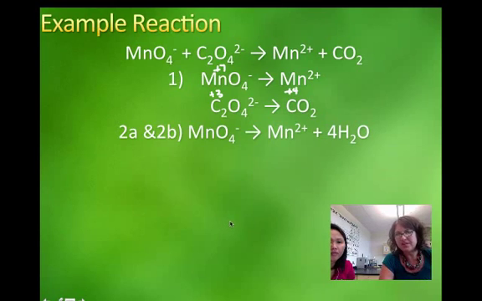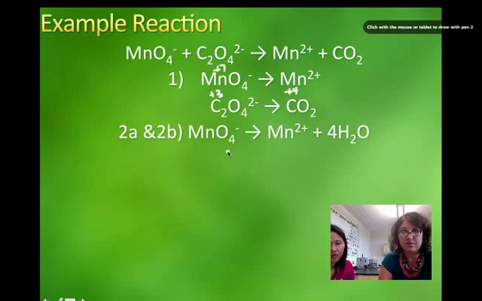All right, steps 2A and 2B go like this. Balance everything besides oxygen first. So we had one manganese and on the other side one manganese. Easy. And then we balanced oxygen. How many oxygens did I need? 4. So I added 4 waters. So the oxygen is balanced.